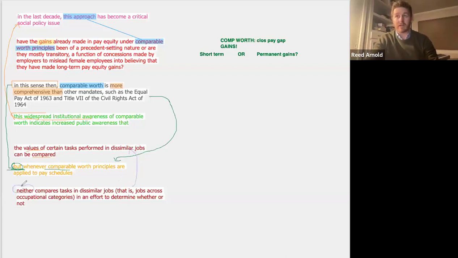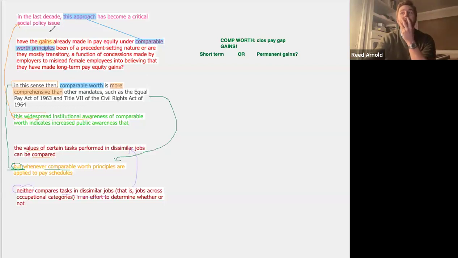Neither compares, neither what? I don't have a good sense of that yet. And maybe these two other things, the Equal Pay Act and the Civil Rights Act, those might be the things. That doesn't really make sense though, because those wouldn't compare tasks in similar jobs. I don't have a great sense of what the neither is referencing here. But apparently, whatever these two things are, they don't compare tasks in dissimilar jobs, which my thought is that that's what comparable worth does.